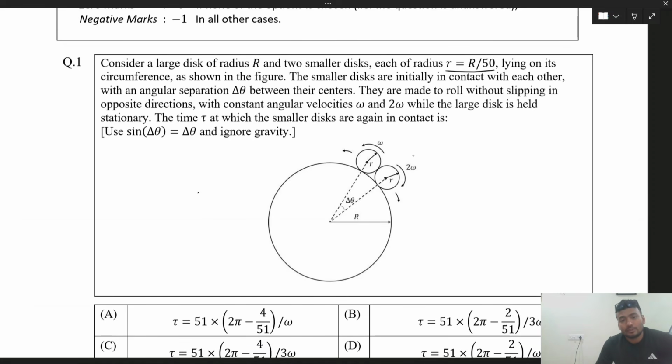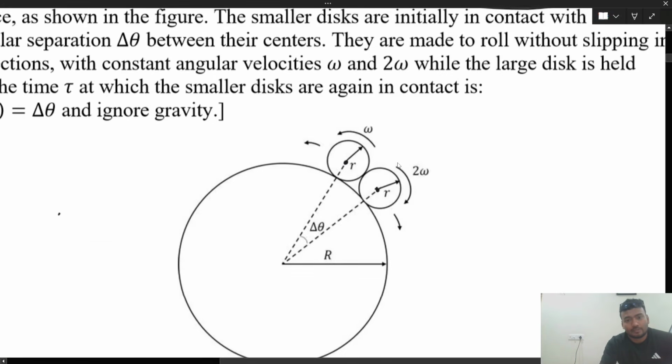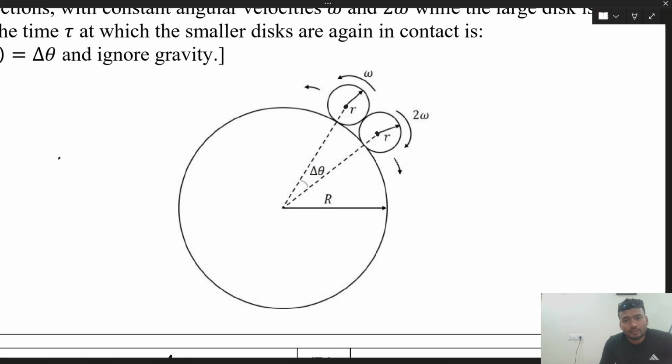Okay, so the thing is, imagine it like this. Let's suppose I'm saying this is 1 and this is 2. After some time 1 will be here, and 2, since it is having larger omega, so linear speed will be larger, so it will come up to here. This one goes this way and that one goes that way, they'll meet after some time, and this angle will remain delta theta, right?